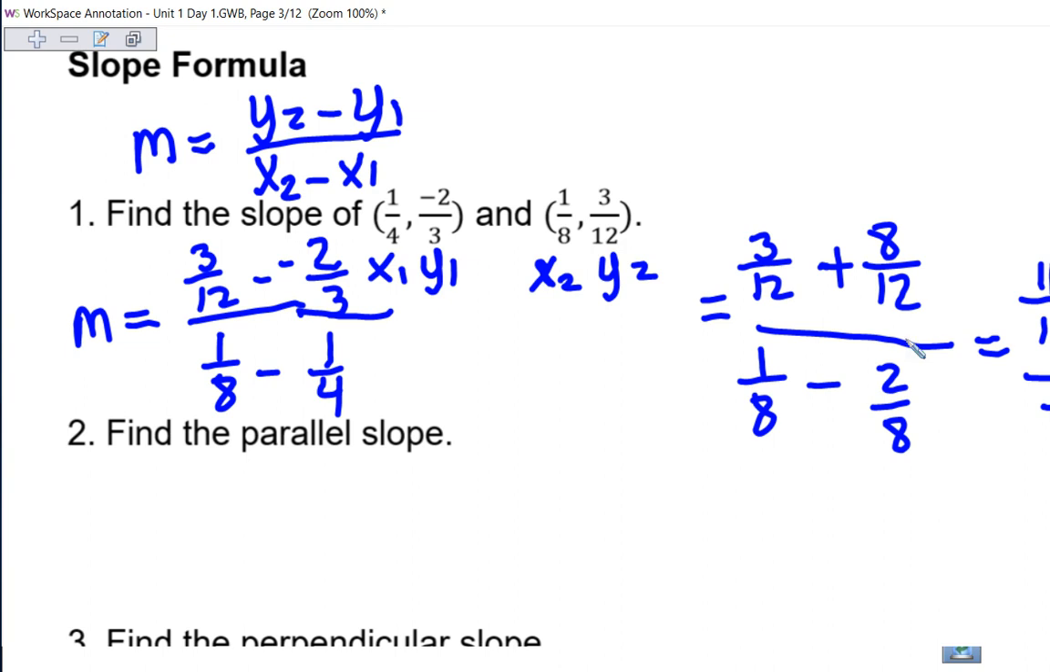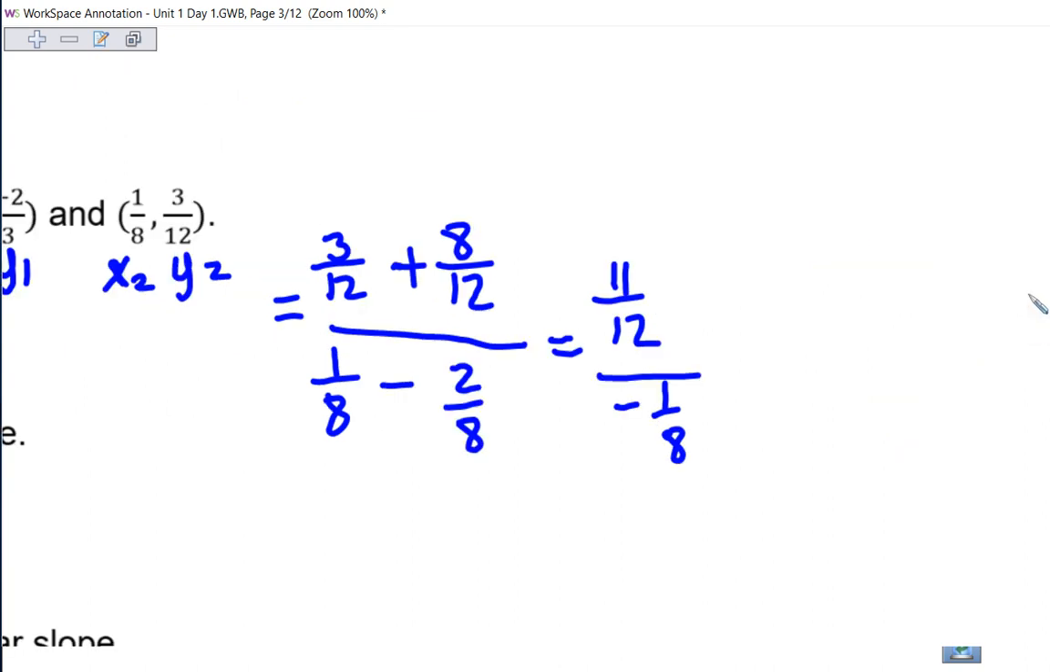No, do not leave it as a complex fraction. What was the middle school teacher teaching? Keep, change, flip. Did they say that? Yeah. So 11 out of 12 times 8 over negative 1, give us 11 times 8 is 88, 12 times negative 1, negative 12. Does that simplify further?